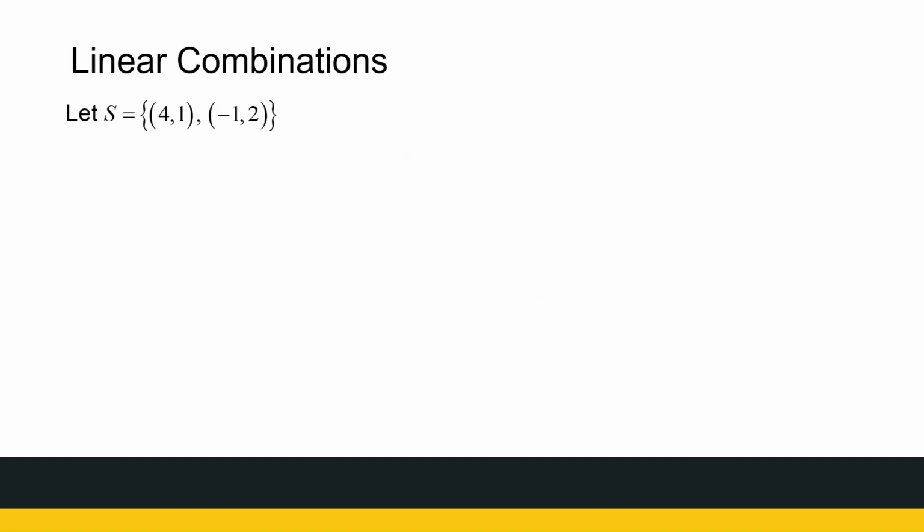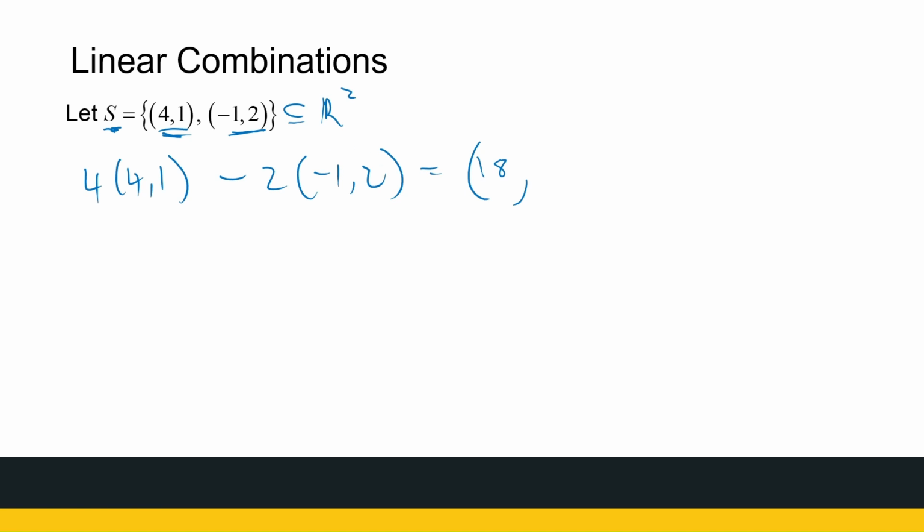So let's look at this set S. It's got 2 ordered pairs. I know this is a subset of R2, so these are just 2 elements. This set S is not a vector space because it only consists of 2 elements and neither of them is a 0. But I've got 2 elements from R2, so any linear combination of those will again be in R2. For example, 4 times (4, 1) minus 2 times (-1, 2) gives me 16 plus 2, which is 18, and 4 minus 4, which is 0. That is again in R2. So that's what we mean by linear combinations: a scalar multiple of one vector plus a scalar multiple of the other vector.